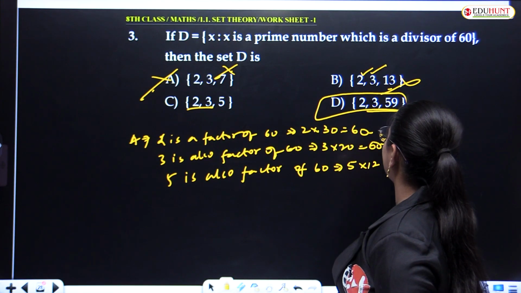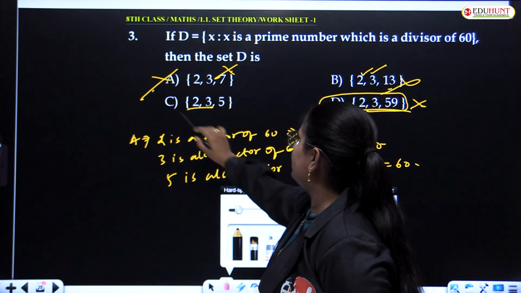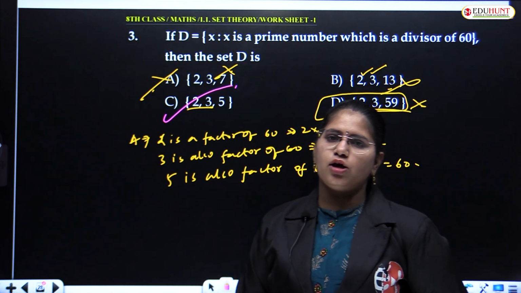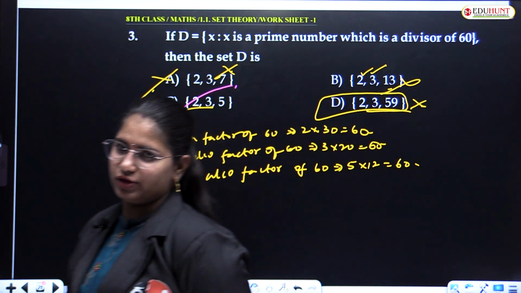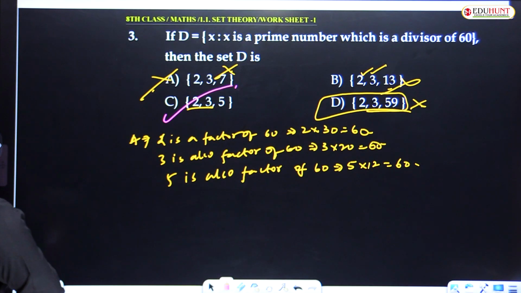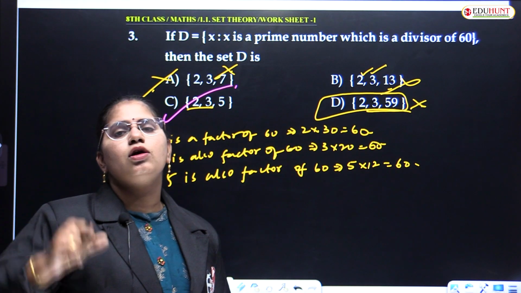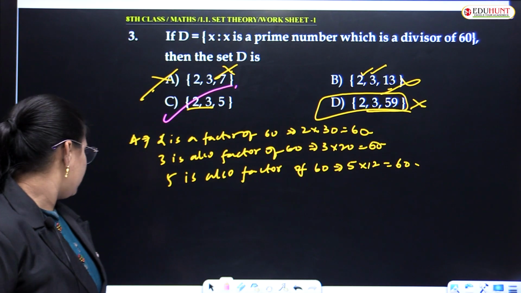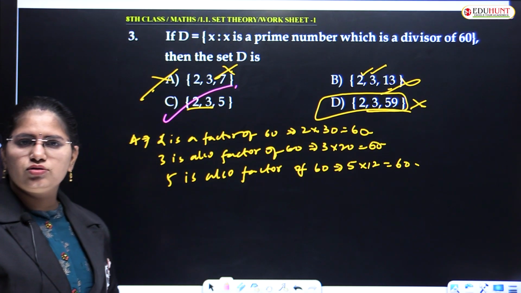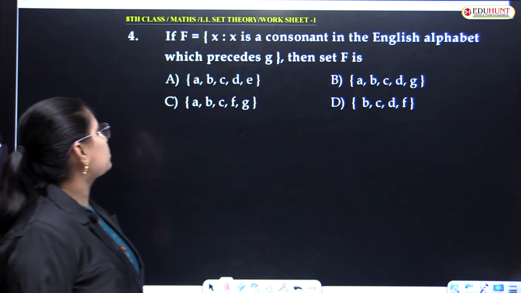59 is not a factor of 60. So option C will be your answer. Please have a glance at it. We'll be getting back to the next one. Chalo. If you are very much familiar with the definition parts, you can answer these questions in a very quick manner. Chalo. Can I get back to the next question? Hurry up, guys.